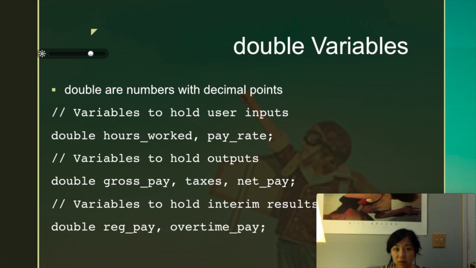Double is the keyword that you will use to declare the type of the variables. You see I have hours worked, pay rate, gross pay, taxes and net pay. That's what we saw earlier. And also we have the regular pay and overtime pay. You can tell me that regular pay should be spelled out the whole way through. For me, it's okay, as long as you can understand the program. It's up to you how you want to declare your variables.